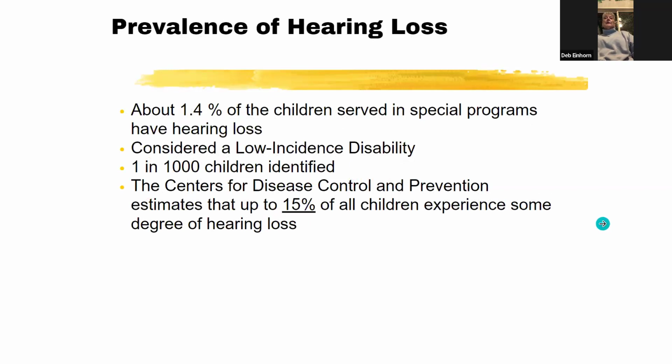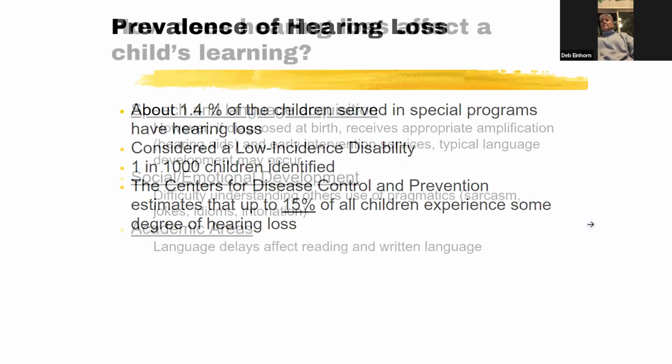The prevalence of hearing loss is about 1.4% of the children served in special education. So it's a low incidence disability. About 1 in 1,000 children are identified. And the Centers for Disease Control estimates that up to 15% of all children experience some degree of hearing loss.